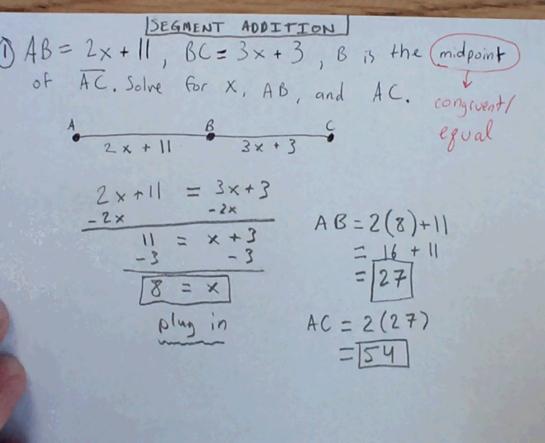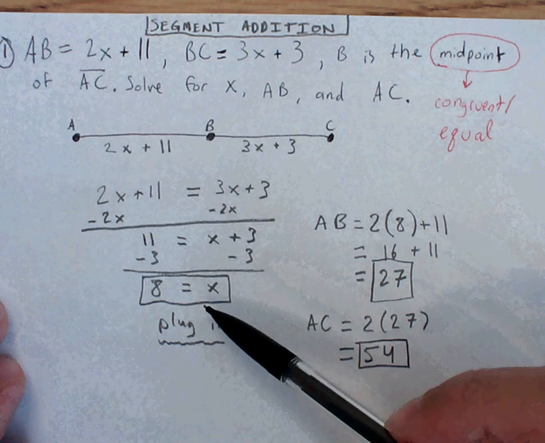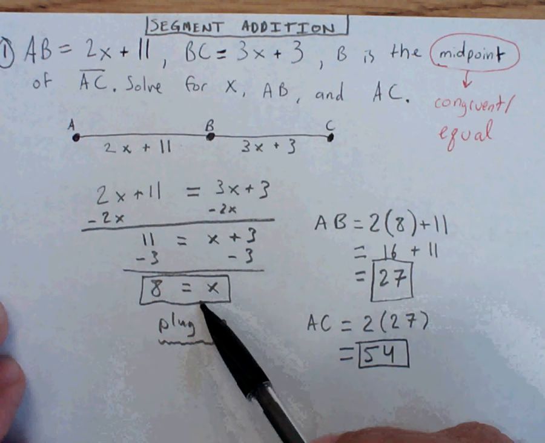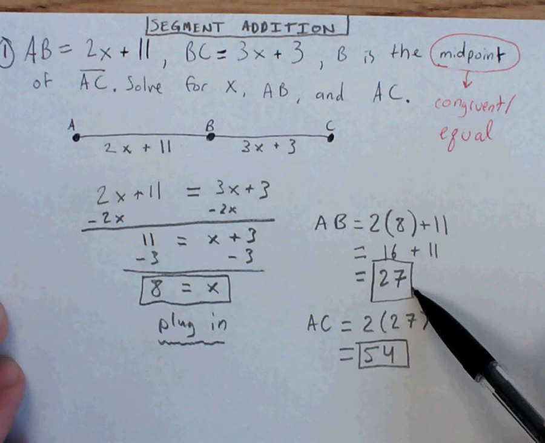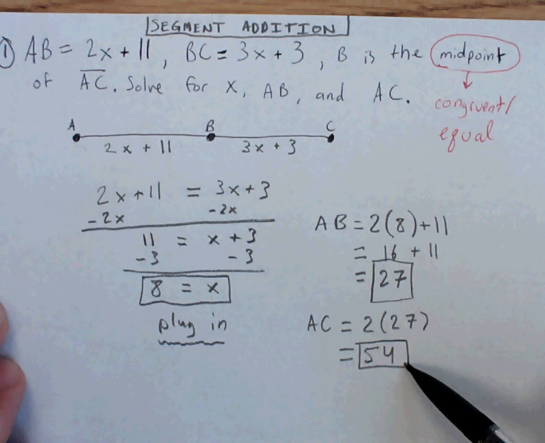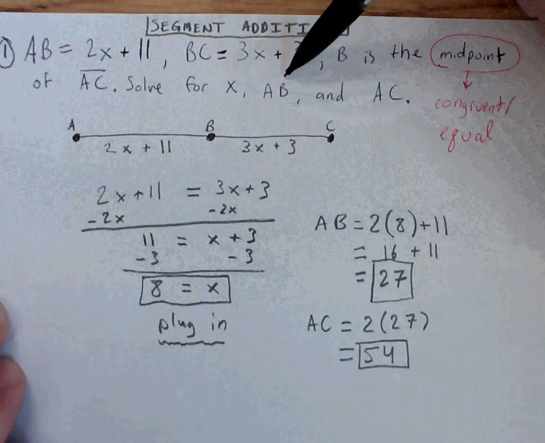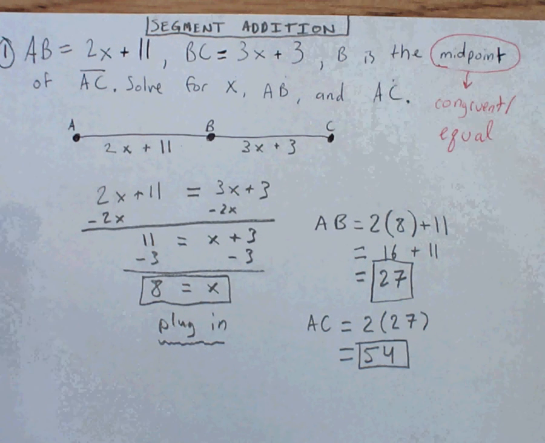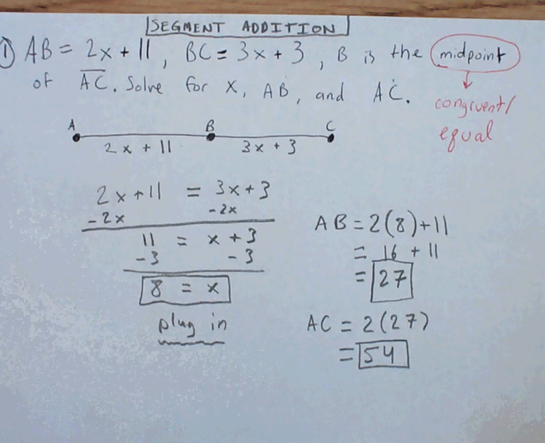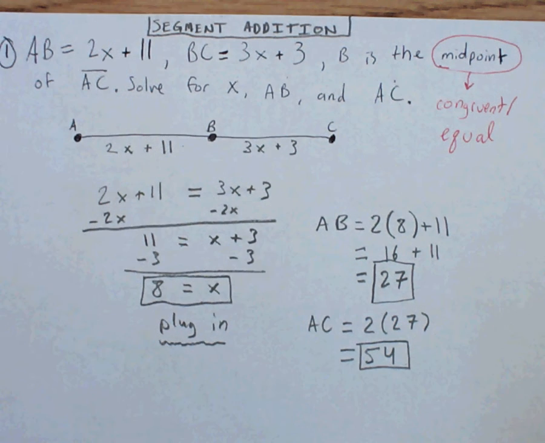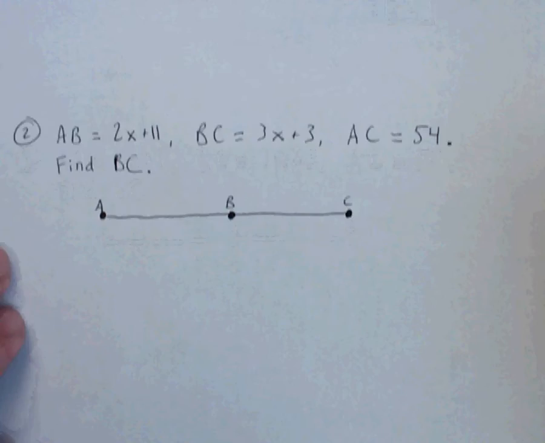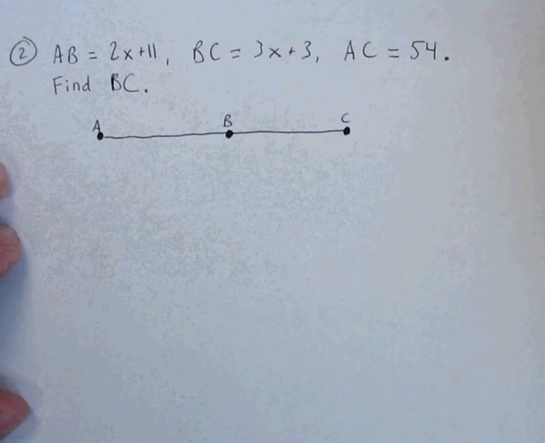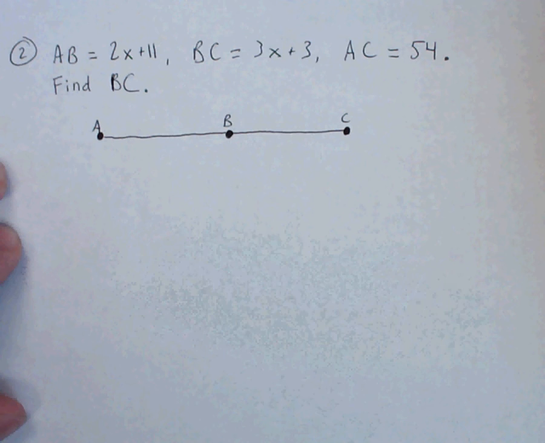Okay, so we solved all 3 parts of this problem. We solved for x, we solved for AB, and we solved for AC. We read the problem very carefully and answered each part of the question. Great. Now, let's move on to the second problem. This is very similar. Same information, just a different type of problem. Let me show you why.